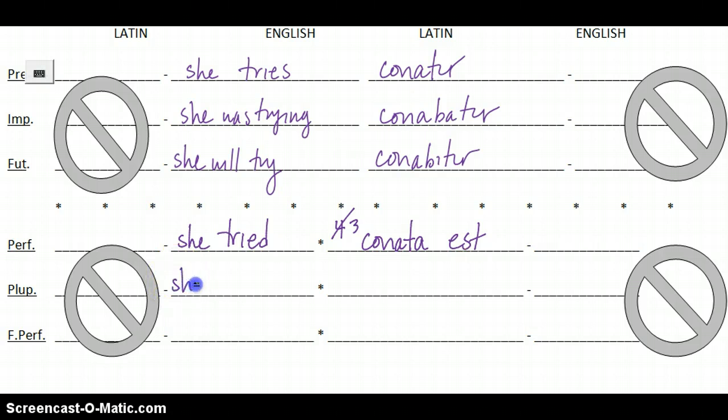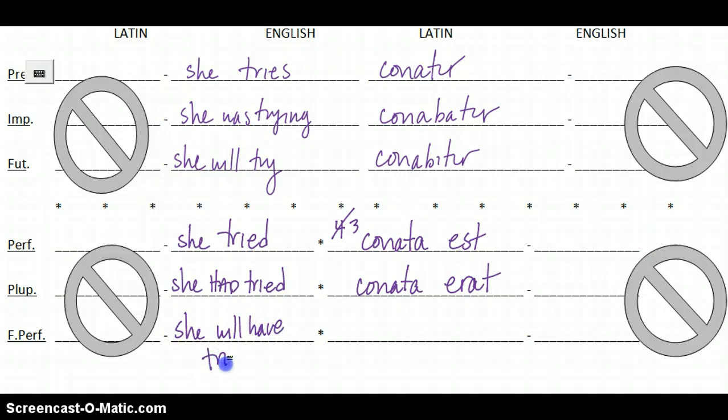For pluperfect, the English is she had tried. We need to have the word had in there. And we keep the conata, and we just change the tense of est to erat. Finally, for she will have tried, we keep conata, but we change the tense of erat to erit. That's how you complete the deponent verb synopsis section of your test.